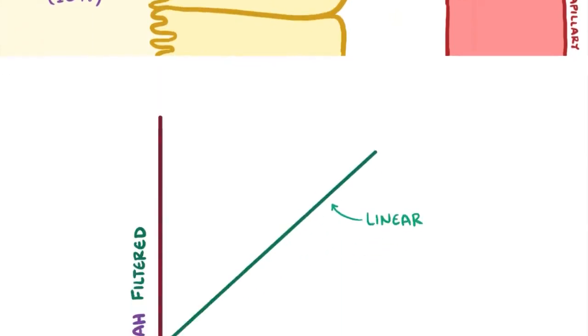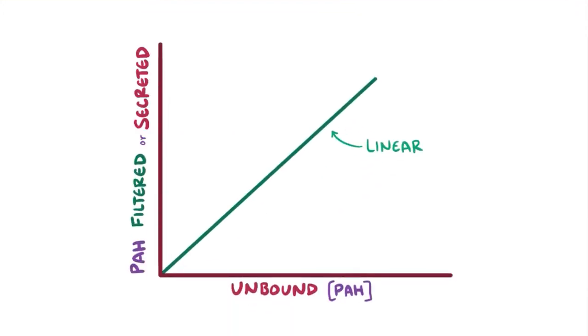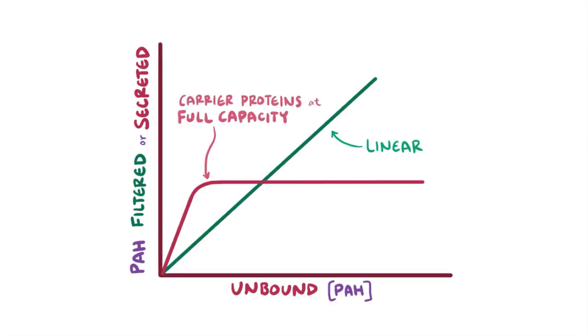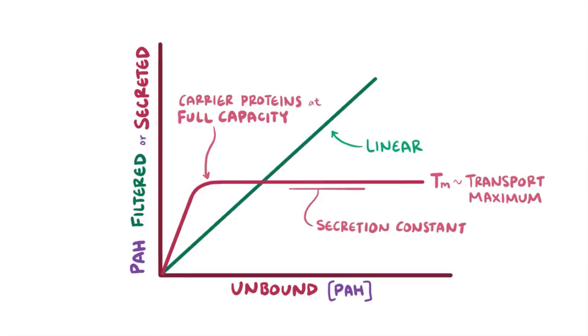So let's add that PAH that gets secreted to the graph, also on the y-axis. At first, the higher the PAH concentration in the blood, the more PAH will get secreted into the tubule. But there's only a limited number of carrier proteins available on those tubular cells, which means that at some point they're working at full capacity, and no additional PAH will allow them to work any faster. This is known as the TM, or transport maximum. After this point, the secretion of PAH stays constant, even with increasing PAH concentration.